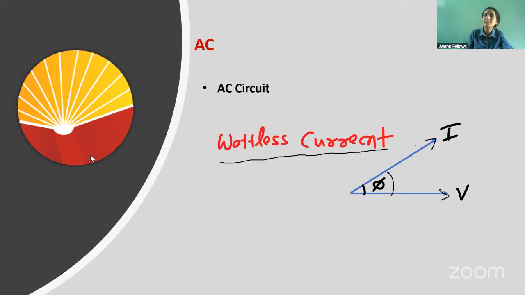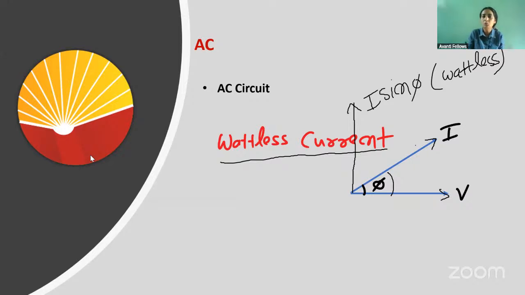Now, what is the wattless current? The component of current which is perpendicular to the voltage is wattless. So here I sin phi is this wattless current. Wattless current means the current value which won't contribute to the power generation.